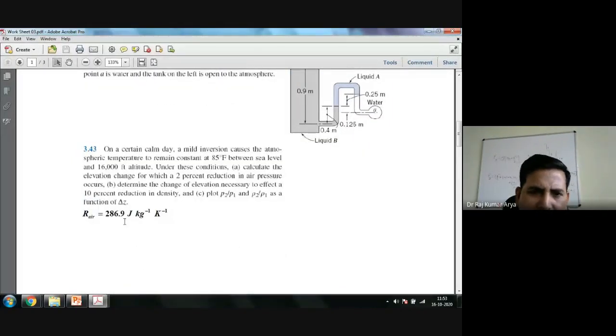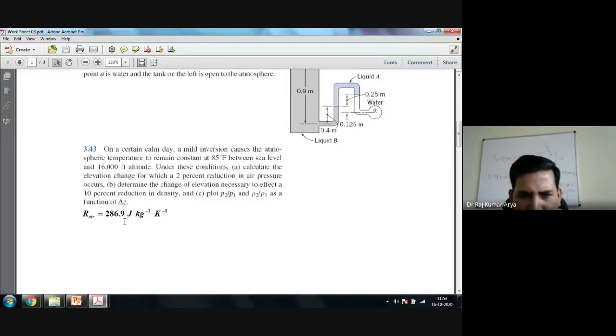On a certain calm day, a mid-inversion causes atmospheric temperature to remain constant at 85 degrees Fahrenheit between sea level and 1600 feet altitude. Under these conditions, calculate the elevation change for which a 2% reduction in air pressure occurs. So determine the change of elevation necessary to effect a 10% reduction in density and plot this as a function of Z.